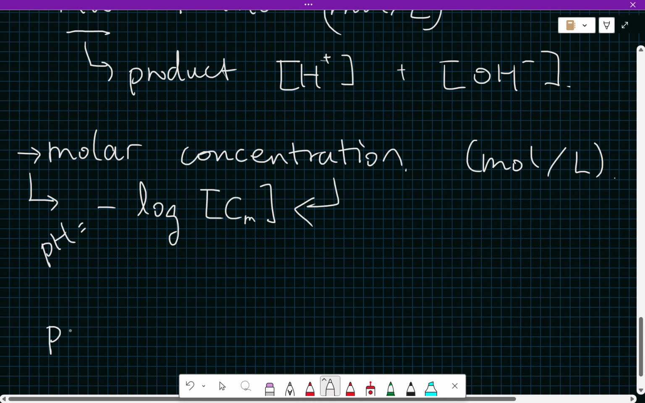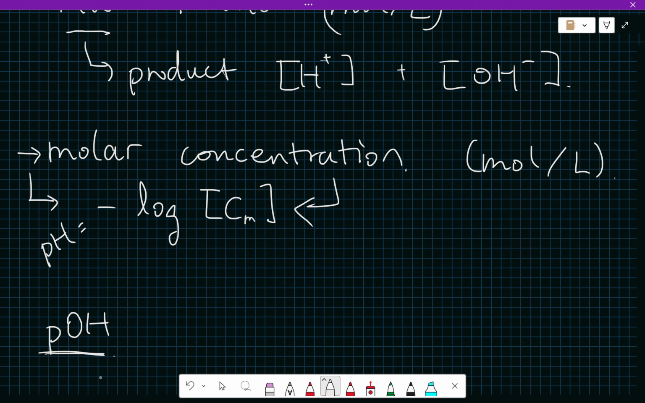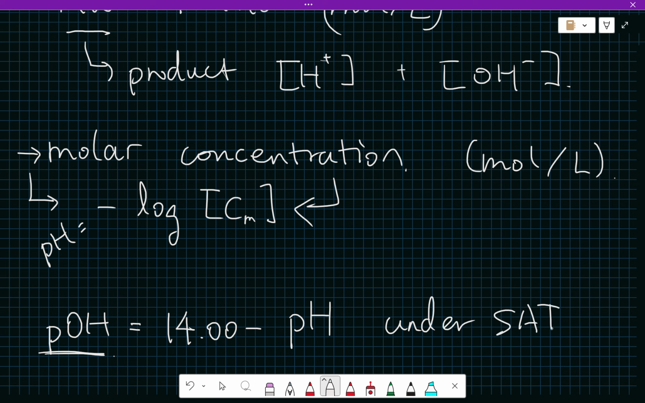And another concept is pOH, and pOH is simply the measure of the hydroxide ion in a solution. And this would be equal to 14 minus pH, as we calculate right here, under standard ambient temperature and pressure, which is 25 degrees Celsius and 100 kilopascal.